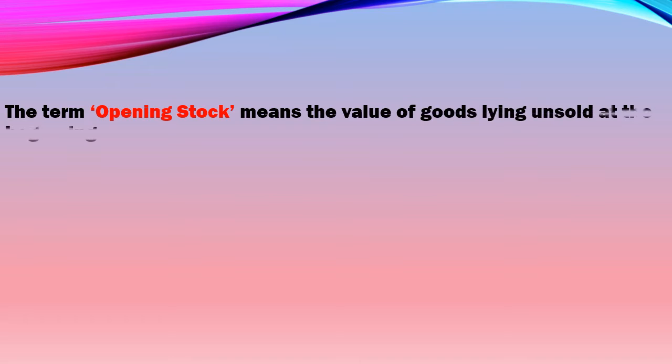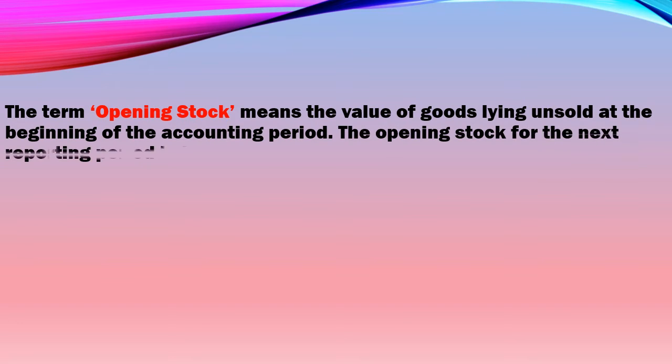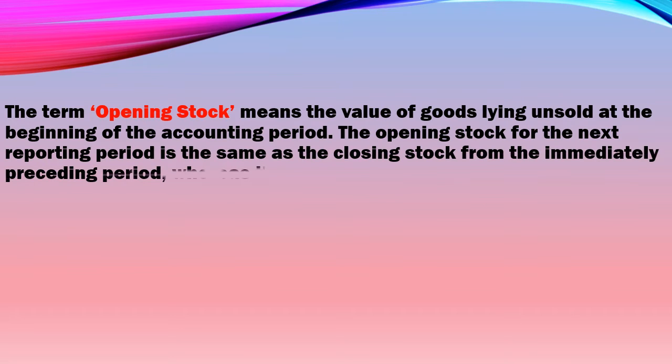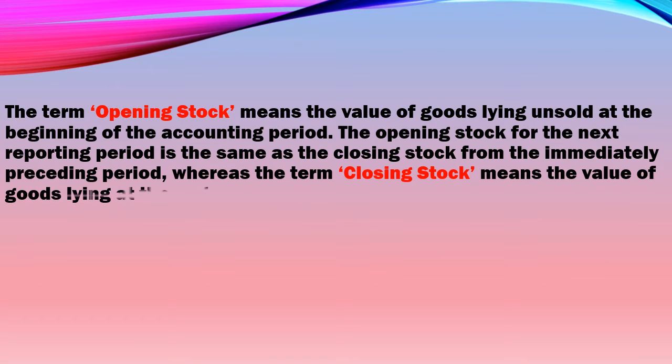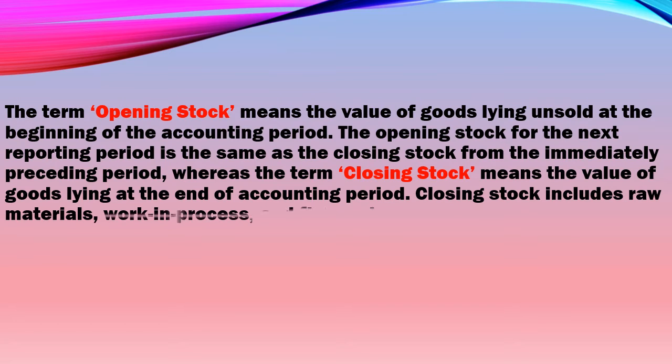The term opening stock means the value of goods lying unsold at the beginning of the accounting period. The opening stock for the next reporting period is the same as the closing stock from the immediately preceding period, whereas the term closing stock means the value of goods lying at the end of the accounting period. Closing stock includes raw material, work in progress and finished goods inventory.